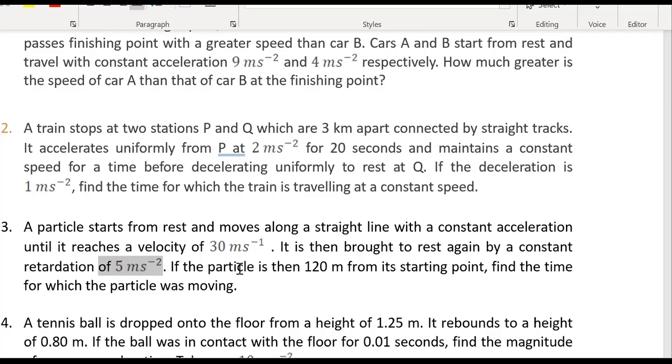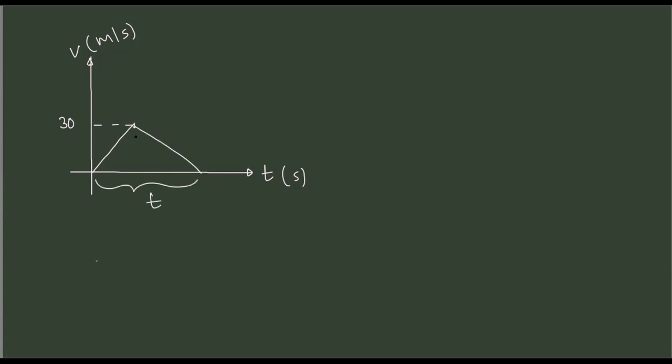Now, if the particle is then at 120 meters from the starting point, I know the height. So if I take the area under the graph, 120 is half, base is t, into 30. So I think the time comes out to be how much? 8 seconds. Yeah, 8 seconds. So what Siddharth is saying is true.